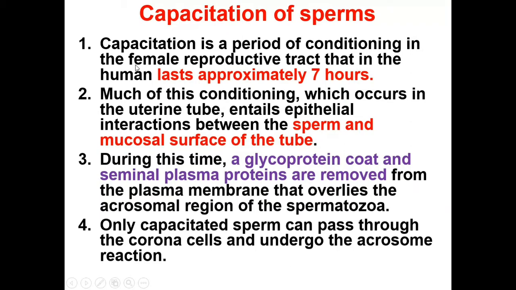So where does capacitation occur? Capacitation occurs in the female reproductive tract and lasts approximately 7 hours.